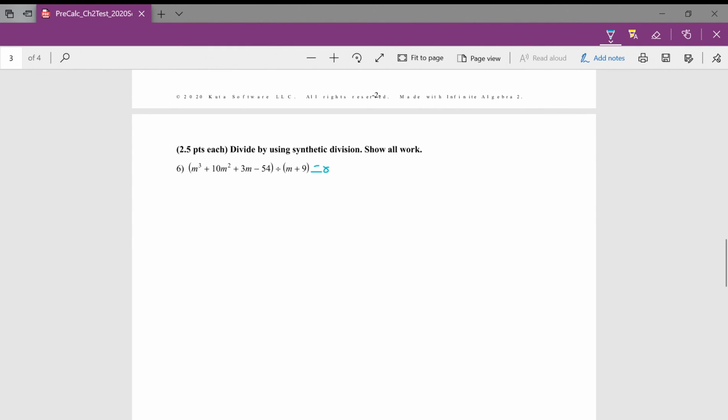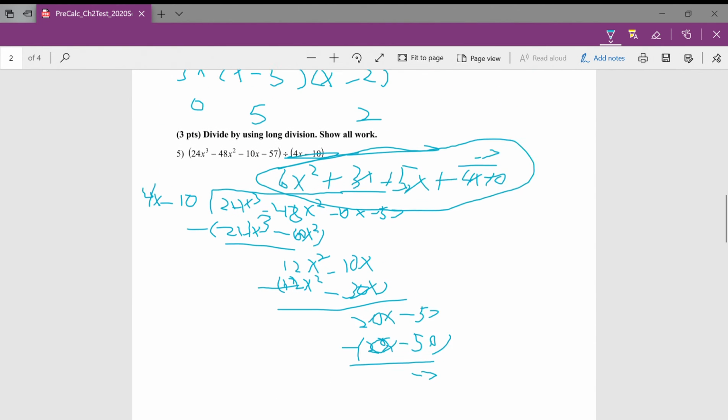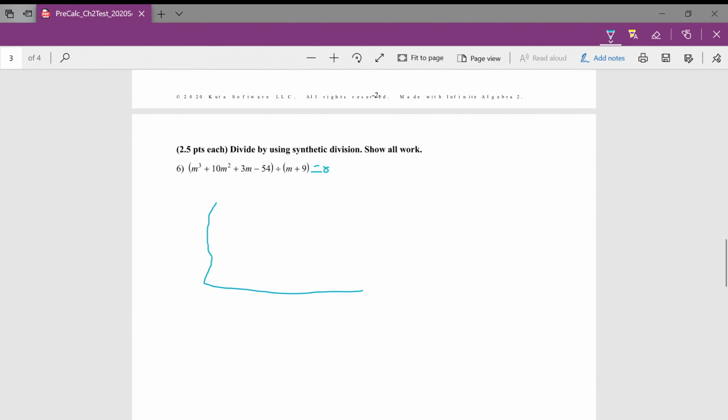So, synthetic division. Synthetic division is pretty simple. Here they set it up. You just got your little box. And for long division, we use the factor. For this one, we use the 0. So we have to set it equal to 0, like I had right here, equal to 0. And then you get negative 9. And then you get all the coefficients: 1, 10, 3, and negative 54.